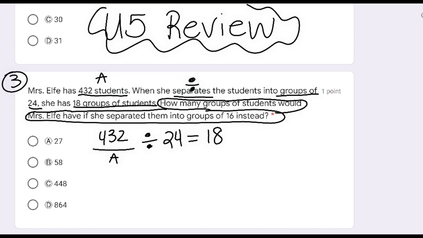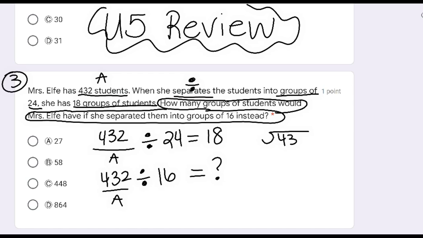Now they're saying if she separated it into groups of 16 instead, what will be her answer? So she's taking her same A, 432, but she's going to separate them into 16 instead of the 24. Now we're trying to see, what is that answer going to give us? So this is just a one-step problem now. We're just trying to figure out what is that question mark. So 432 divided by 16 is what we're solving. So let's go ahead and get our house. 432 lives there. 16 is the visitor.